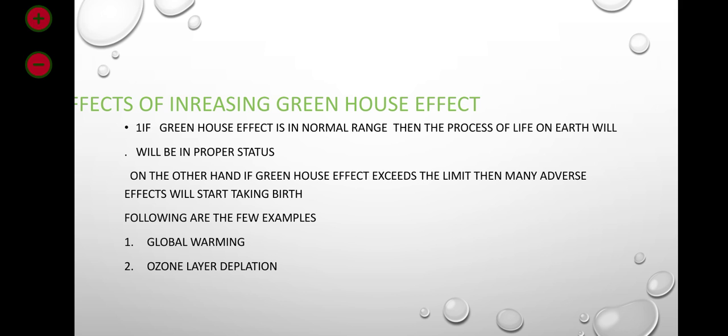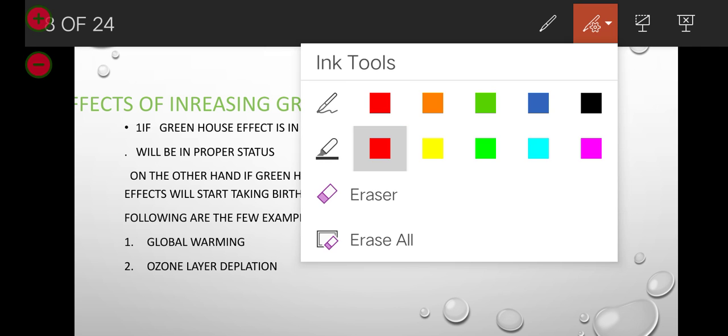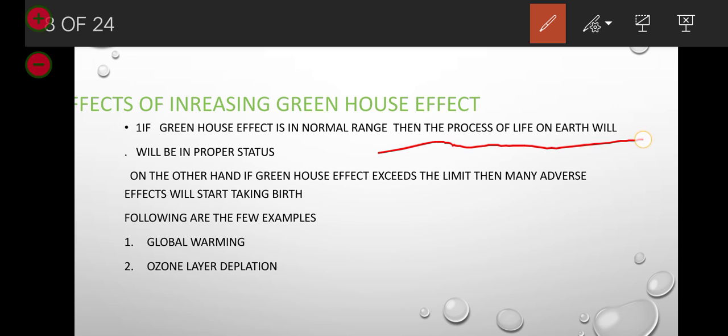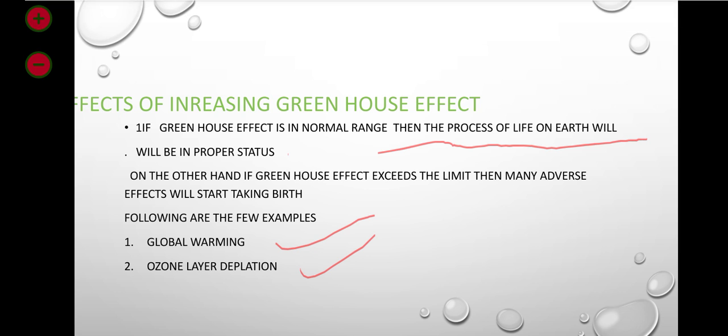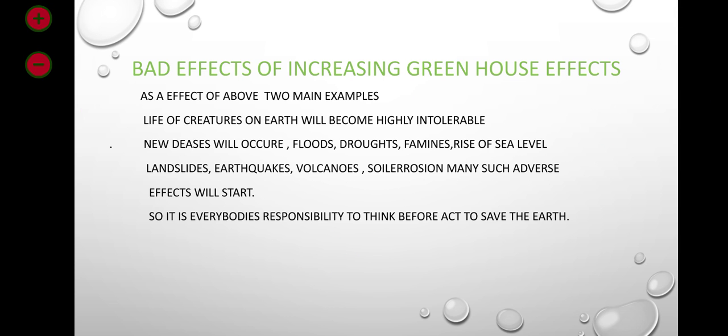If the greenhouse effect is in the normal range, then life on the earth will be normal. On the other hand, if the greenhouse effect exceeds the limit, then many adverse effects will take place. The main ones are global warming and ozone layer depletion. Ozone layer depletion also will be caused. What is ozone layer depletion? In the next slide we are going to understand. So, adverse effects of increasing greenhouse effect.